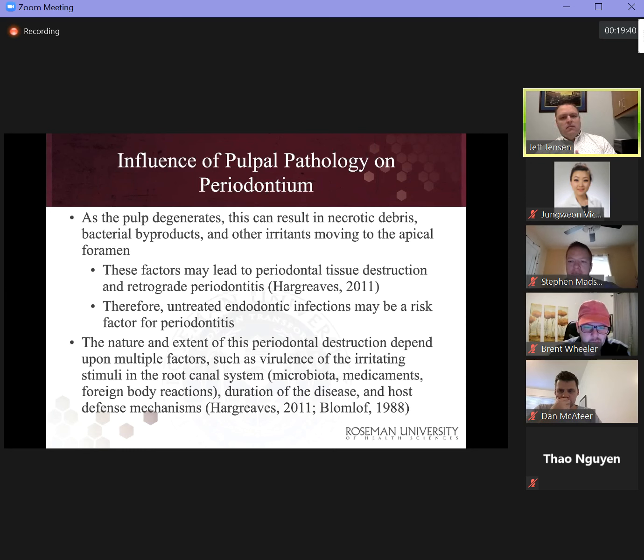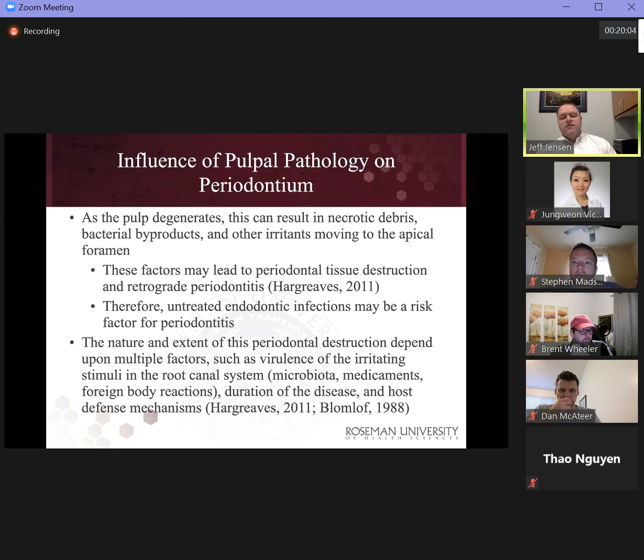The nature and extent of this destruction depends on a lot of different factors. So what's the virulence of the bacteria that's causing the endodontic lesion? Is it more or less aggressive? Is it more or less virulent? How long have they had it, right? So the longer they have the disease, the more likely it is that that's going to become more destructive, and that lesion's going to grow and cause more destruction.